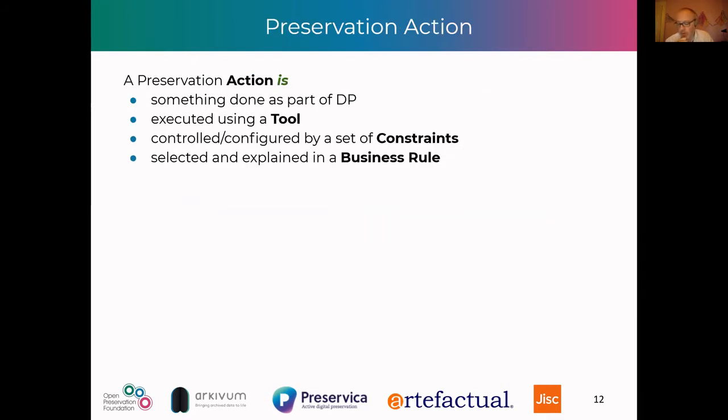First, by starting with preservation actions. So preservation action, as I said, is something that is done as part of digital preservation. You describe a tool that can execute this preservation action, and you can optionally control or configure how this works with a set of constraints. And then you can link preservation actions to business rules so that they are provided context.